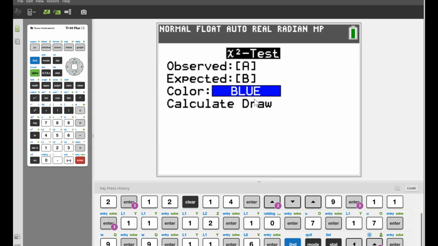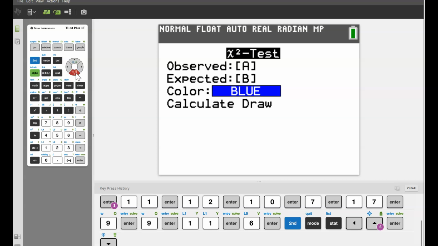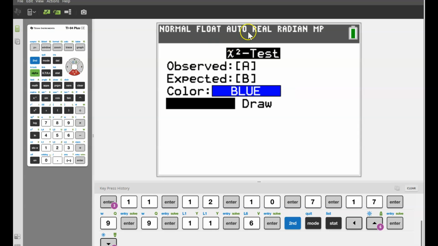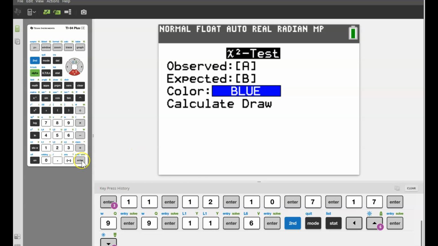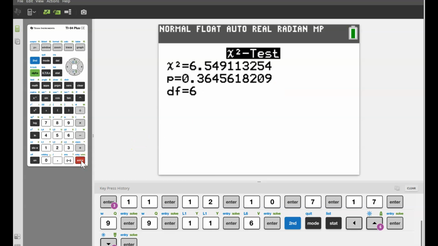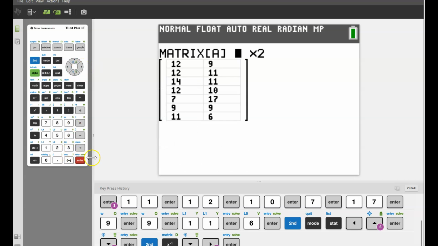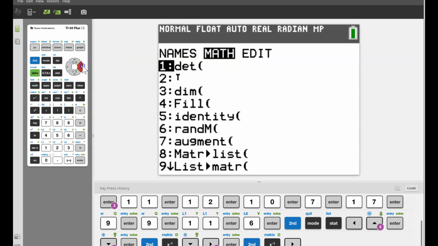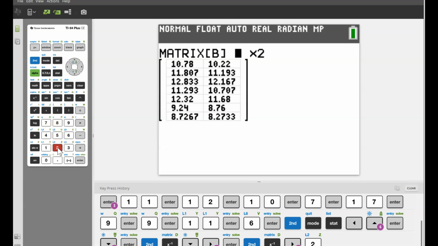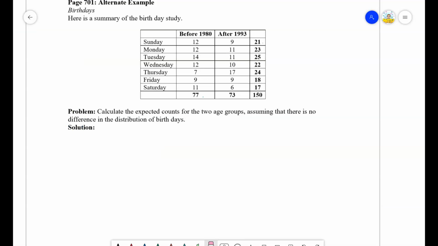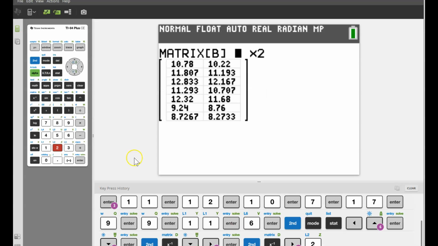So I'm going to press enter for chi-squared, and notice all it asks for is an observed matrix. Now, I didn't put anything in my matrix B, but we're going to go ahead and calculate that, and the calculator will do it for me. Notice it gets my chi-squared and my p-value. Now, if I hit second and matrix, and we come down to B, look, magically, we have a new matrix there, and it has calculated our expected counts. Second matrix, go to edit, and I have to press the number 2 so I can get into that. So where did that 10.78 come from? Do you remember we did 21 times 77 divided by 150?